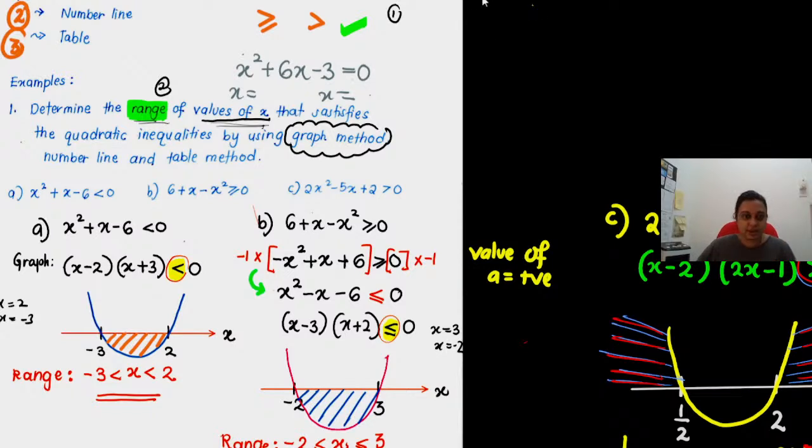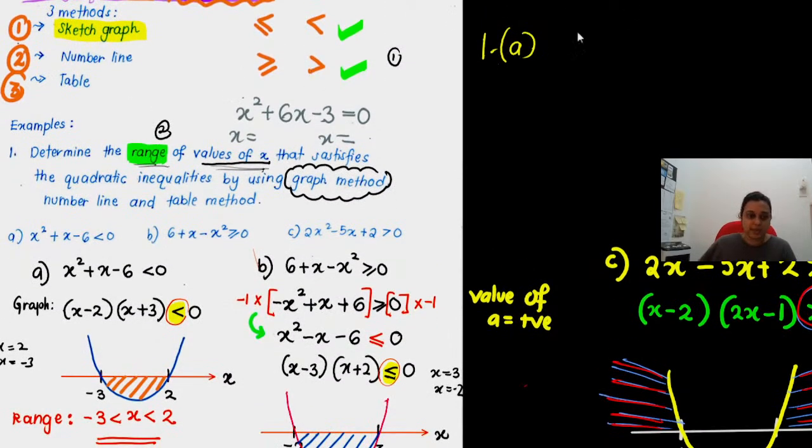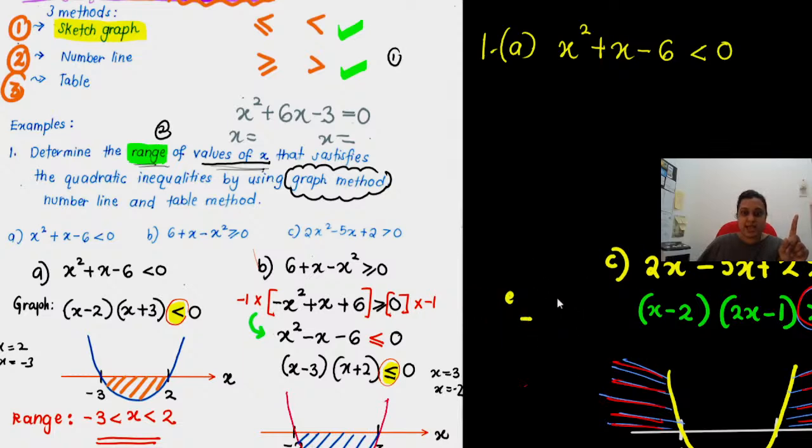So you're going to write here 1A first. Go down a little bit. This is your question: x square plus x minus 6 smaller than 0. Okay, that's the question. Then from here, how to use number line method. So first step, let me erase this.